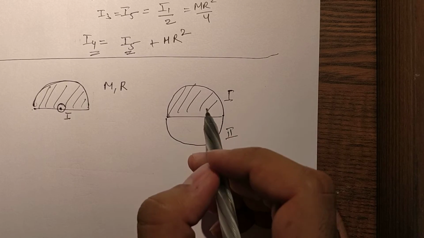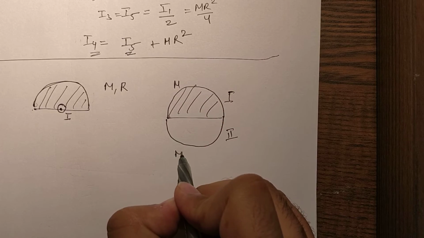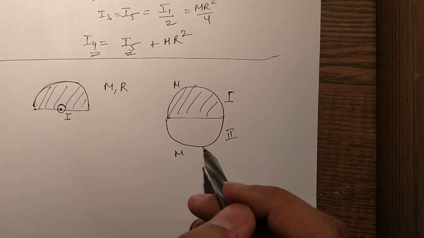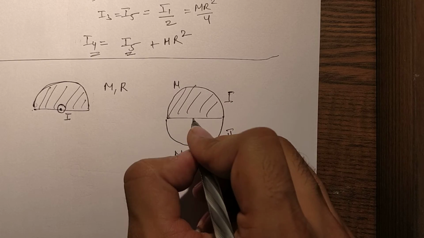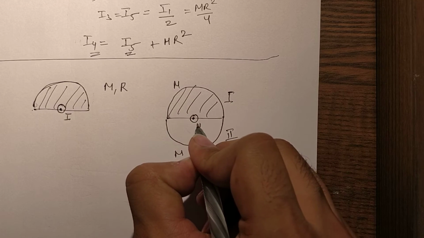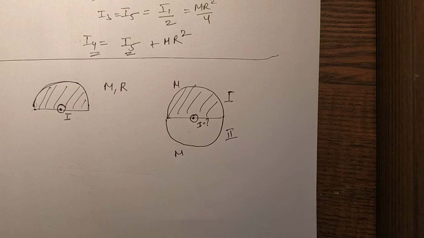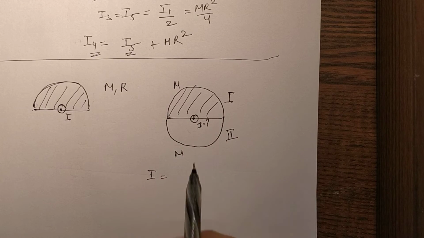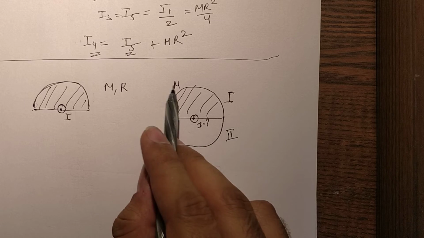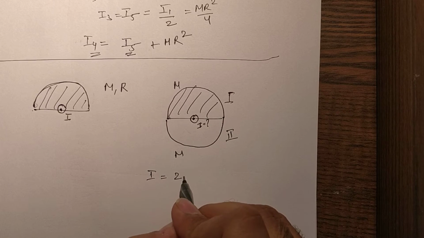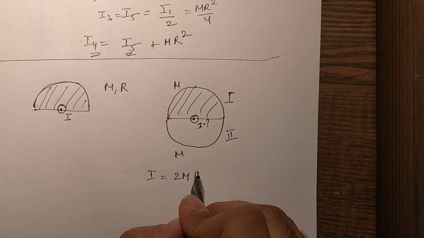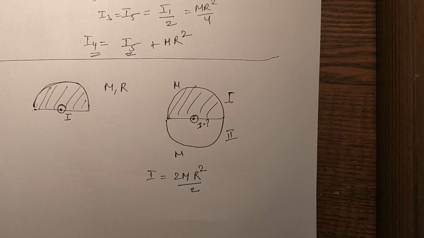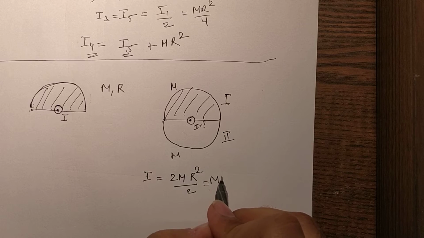If its mass is m, its mass is also m. So now you have a uniform disc of mass 2m, and the radius remains r only. For this total disc, you know what the moment of inertia is. I can directly apply the disc formula, which is mr square by 2. Here m will be the total mass, which is 2m. So 2m r square by 2, with r as it is. So this is nothing but mr square.